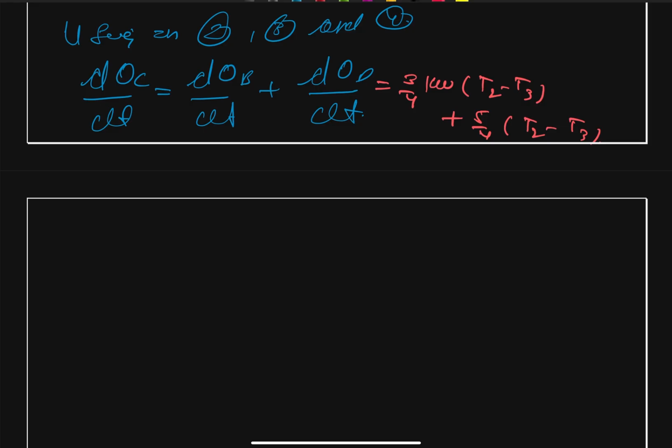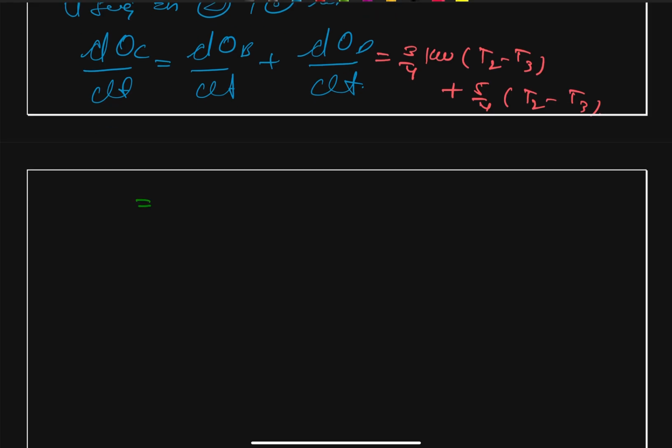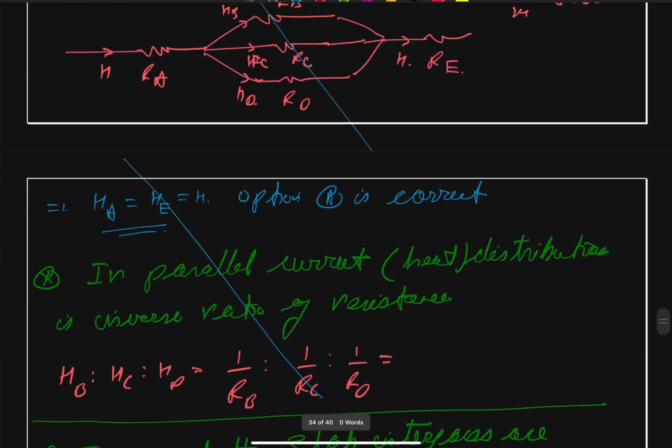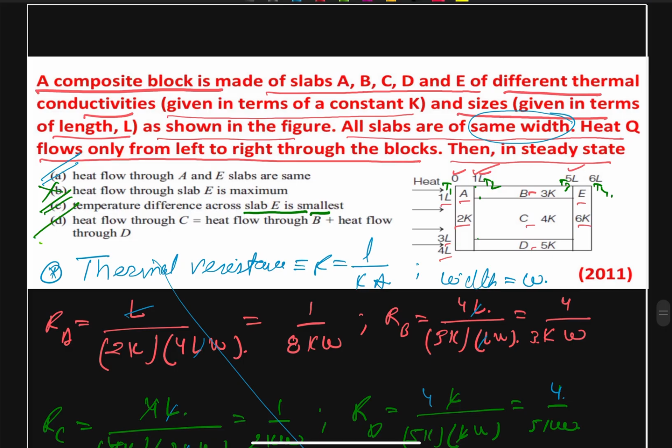and we get this as 3/4 plus 5/4 times (T2 minus T3), which comes as 2 (T2 minus T3), which is nothing but our dQ_C/dt. So this is also true. So option D is also correct. So A, C, D are correct.